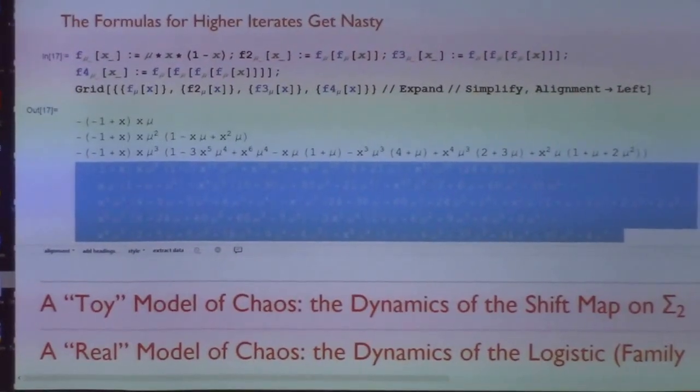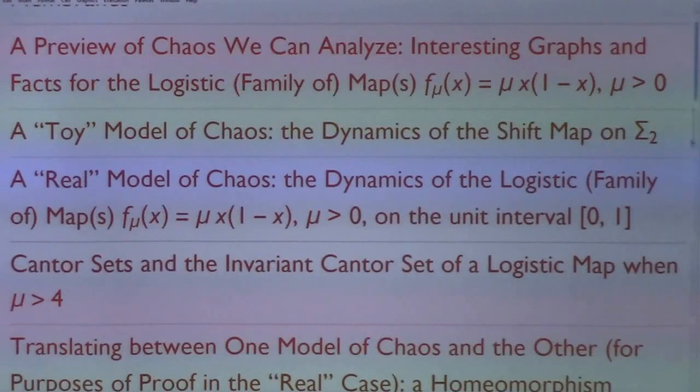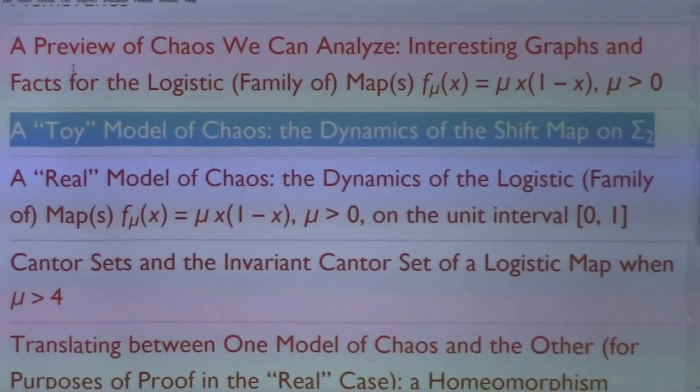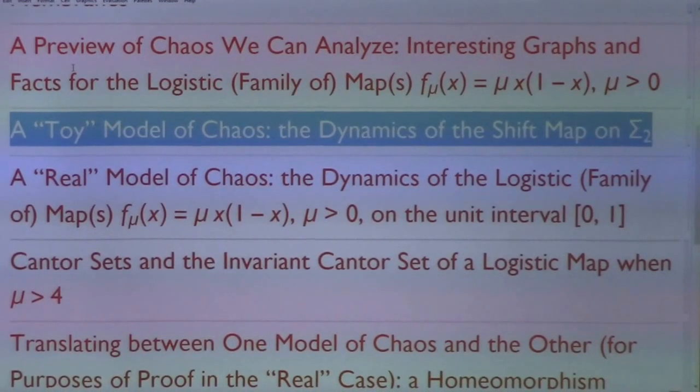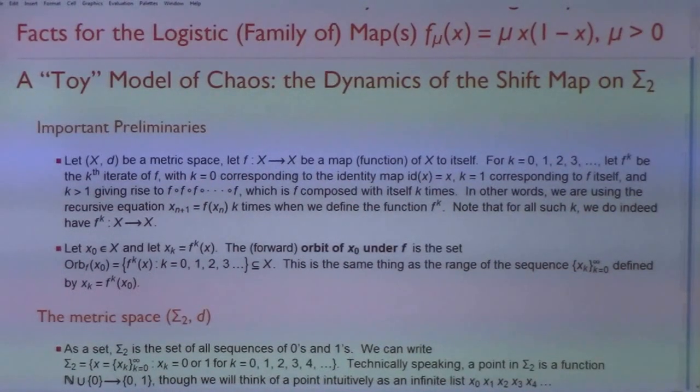All right, now we're going to go on to relating this to what we've been learning about: topology, metric spaces. Calling this section a toy model of chaos, the dynamics of the shift map on sigma sub 2, that space of sequences of zeros and ones. That's what sigma 2 is, remember? Talked about that before. Here are some important preliminaries.